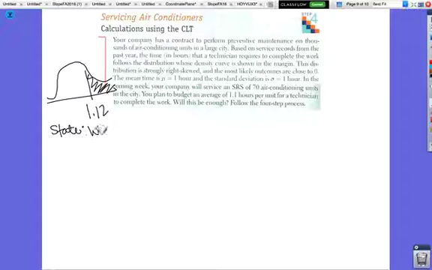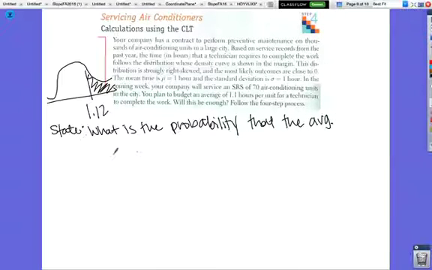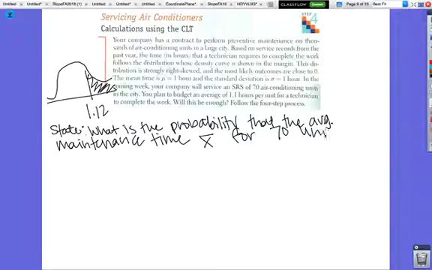So your question is, what is the probability that the average maintenance time, which you know is x bar, for 70 units exceeds 1.1 hours?